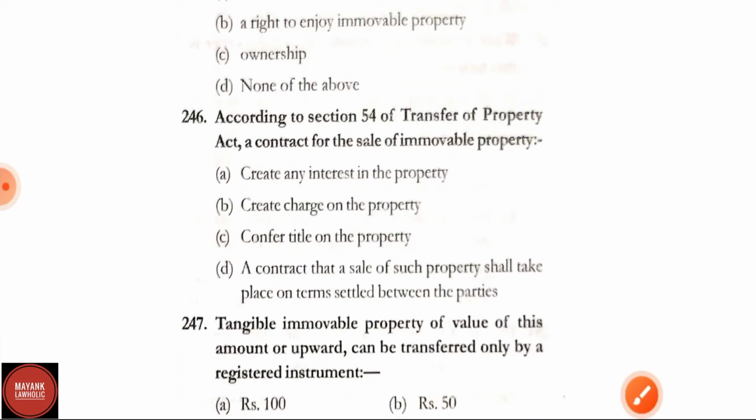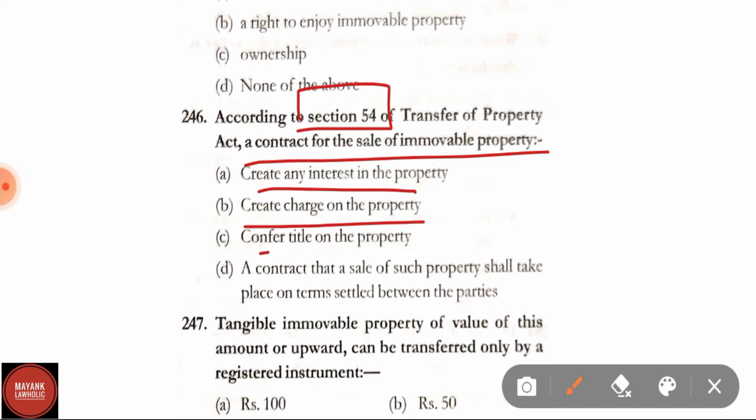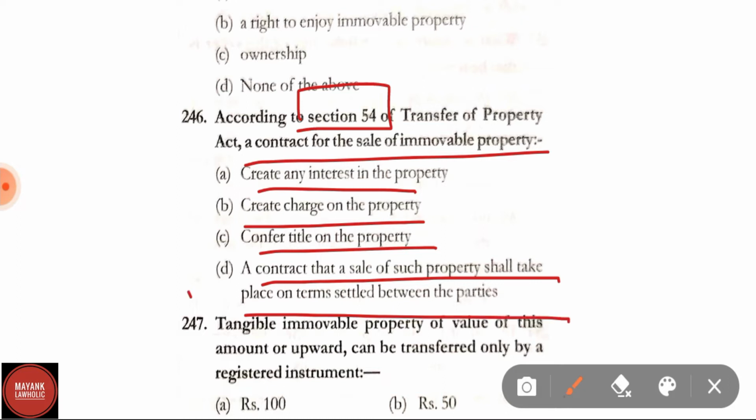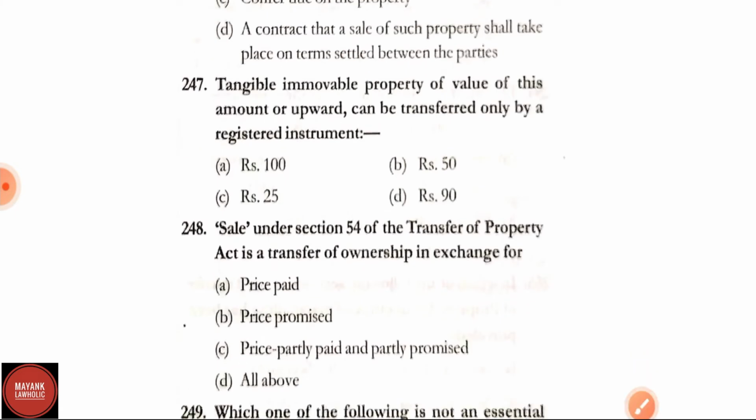Question number 246. According to section 54 of TPA, a contract for sale of immovable property: creates any interest in the property, creates charge on the property, confers title on the property, or is a contract that a sale of such property shall take place on terms settled between the parties. Correct answer is option D, that is a contract of sale of such property shall take place on terms settled between the parties.